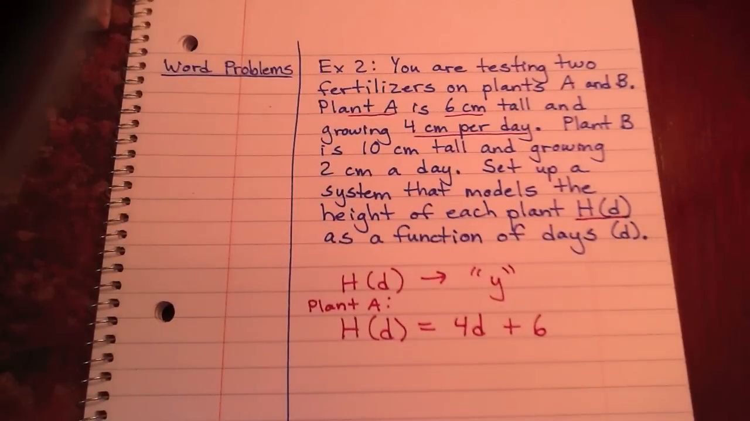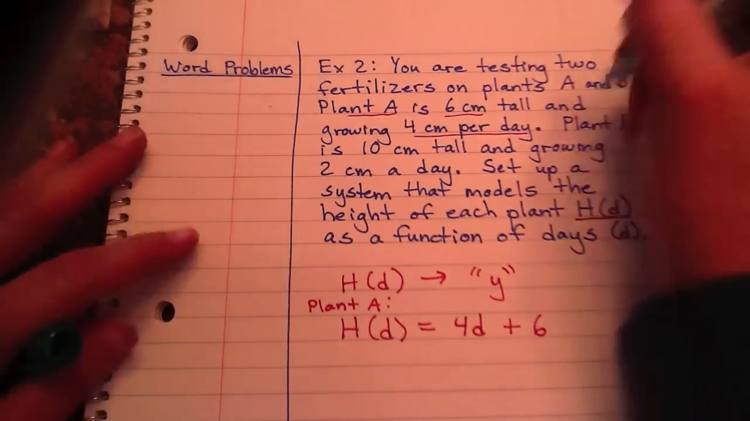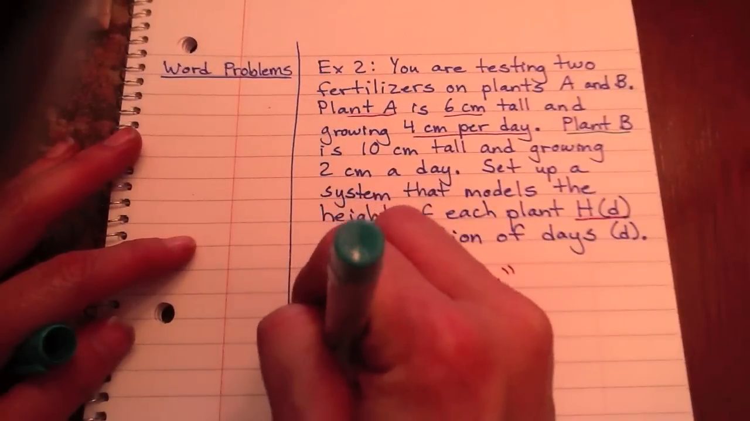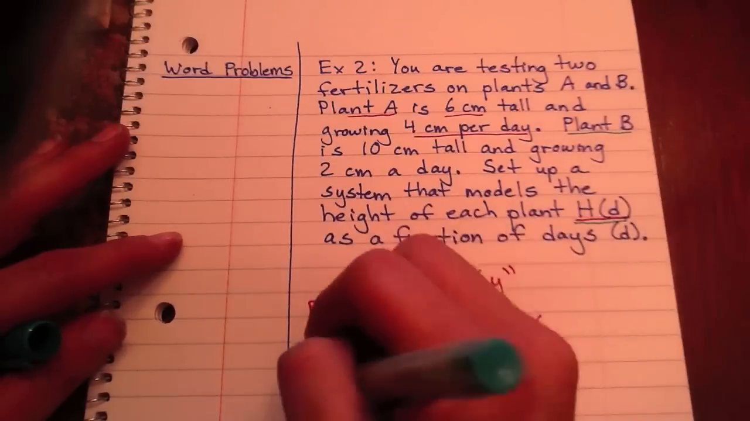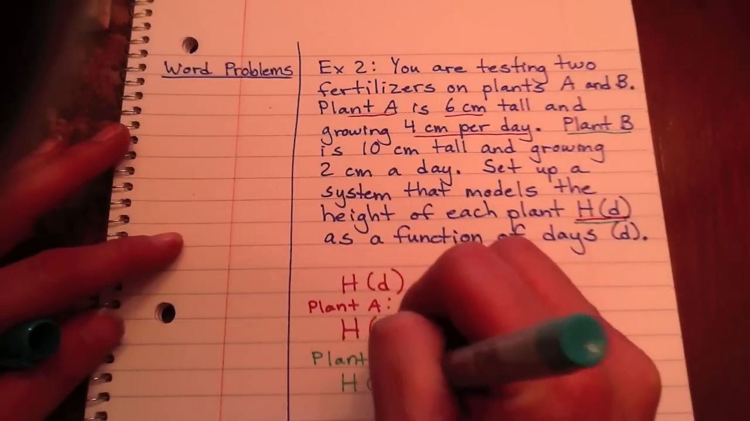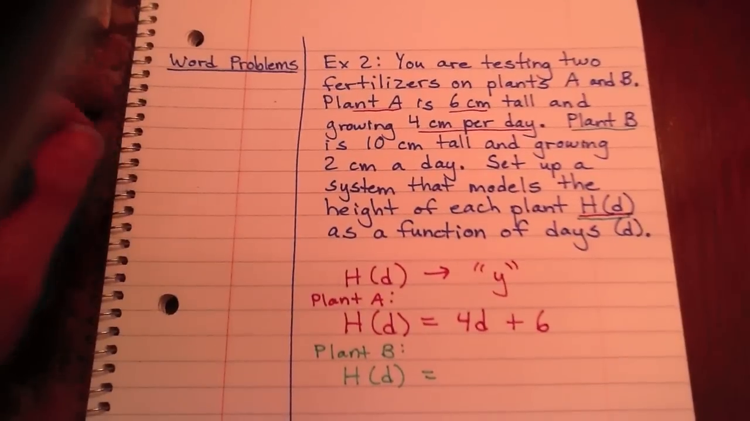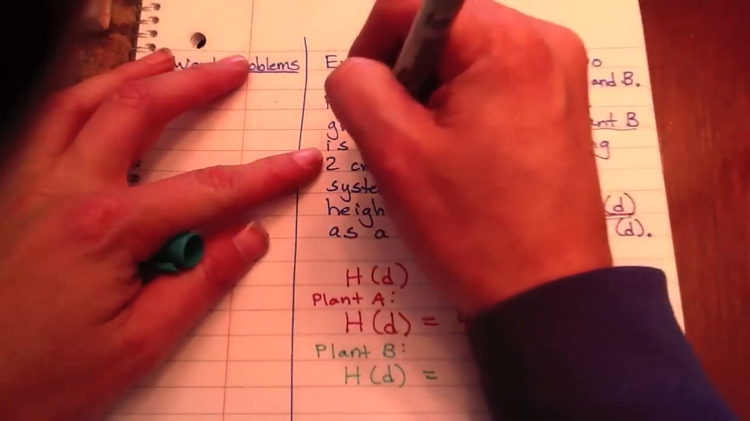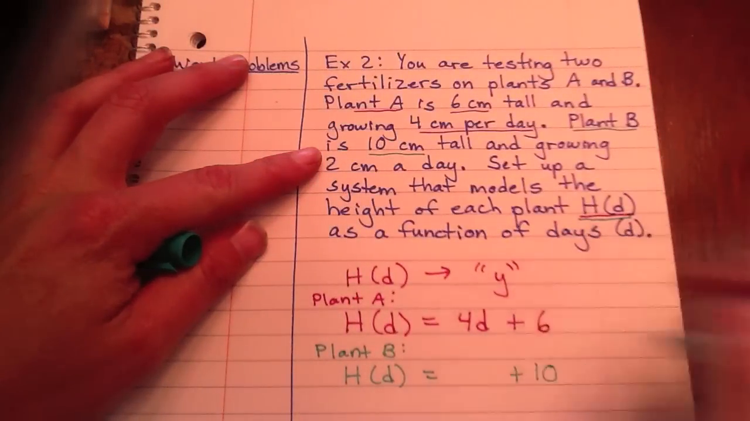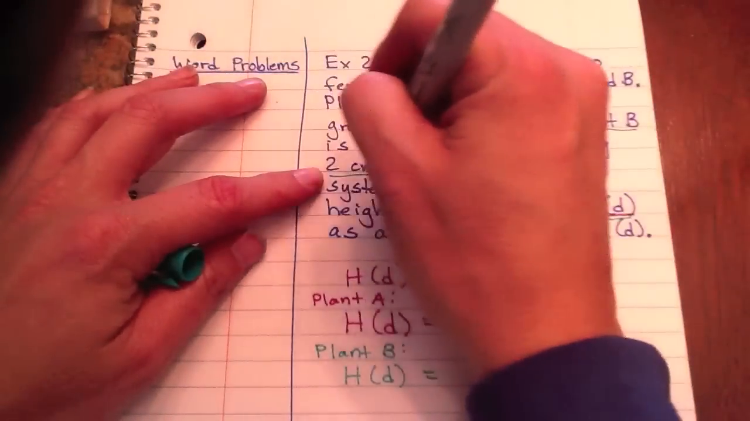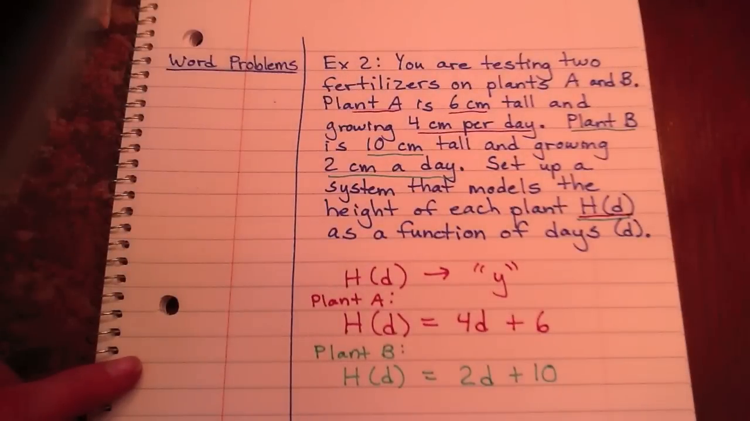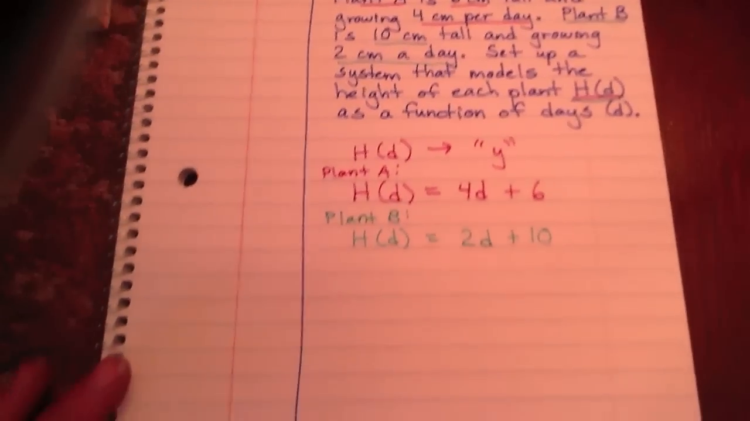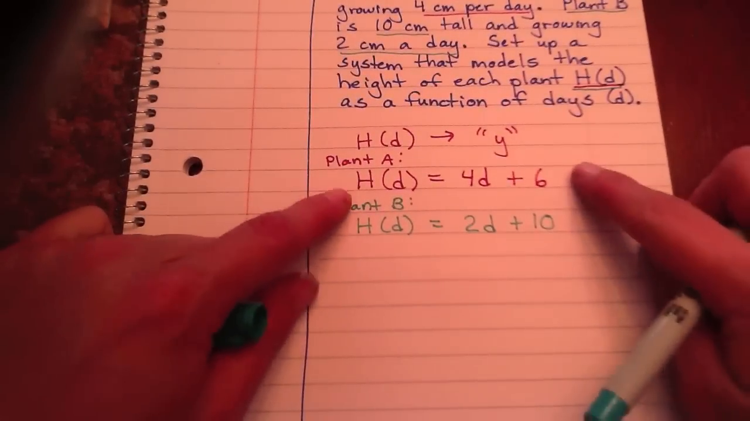Now let's look for information about plant B. Plant B also has the same function. Our height is going to be based on our days, and that's going to be equal to, and you go read about plant B, it's already 10 centimeters tall, so we know we're adding 10 to the end, and it's growing 2 centimeters a day, so 2 per day. And there's your 2 equations for this system of equations.